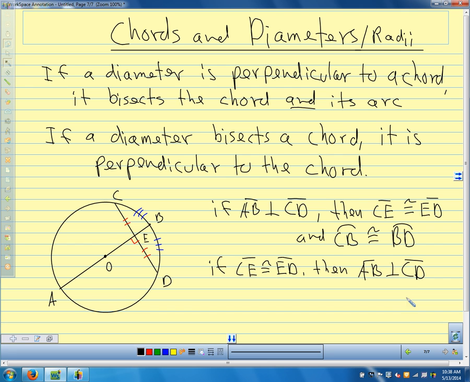So diameters cut chords in half and make 90-degree angles with our chords. Or if our diameter makes a 90-degree angle with a chord, it cuts it in half. If it cuts it in half, it makes a 90-degree angle.